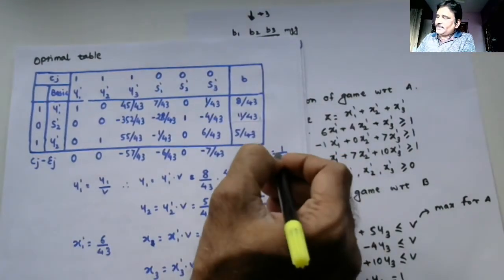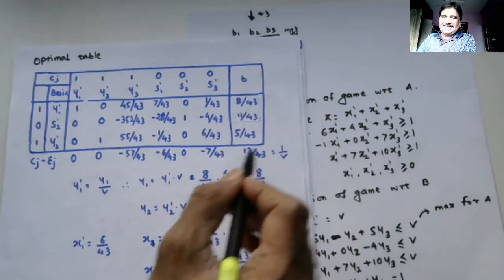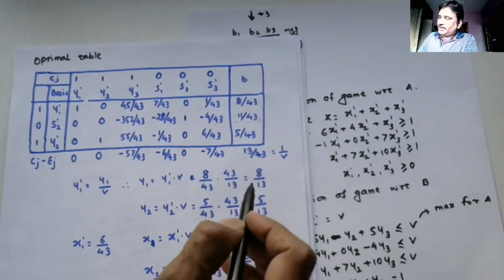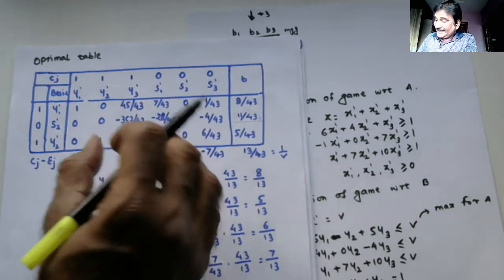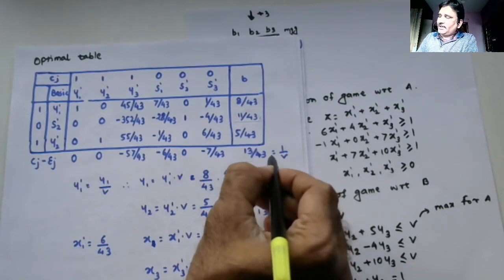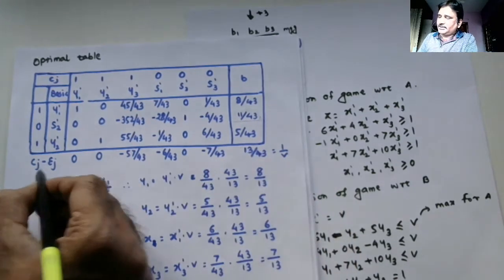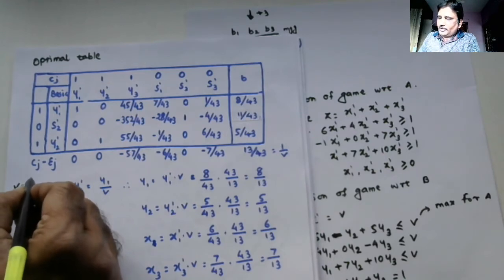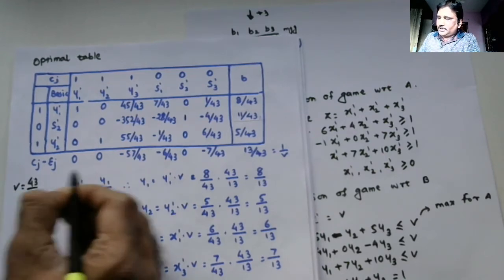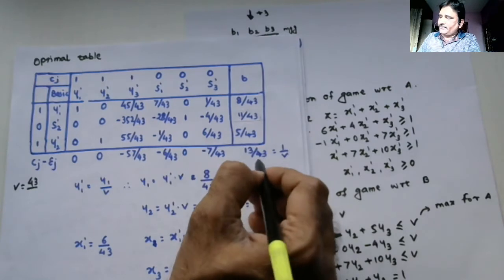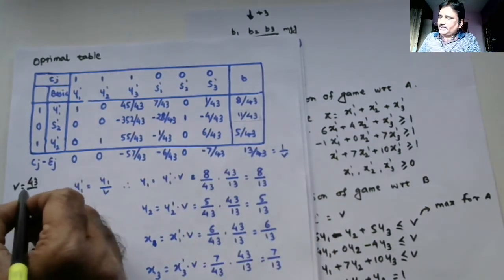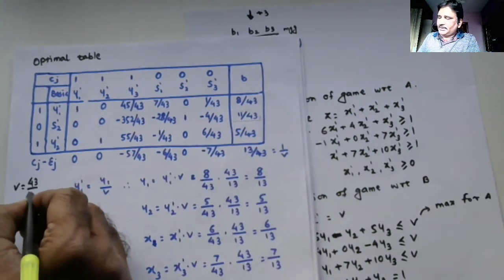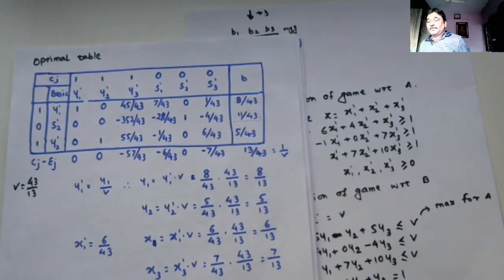Z is 1 by v, and as z is 1 by v, I have got the game value for the game which I have solved. V will be equal to 43 by 13. Here I write that. Therefore, v is equal to 43 by 13 because z is 1 by v and z is 13 by 43. So v will be 43 by 13. Now what about y1, y2 and y3?